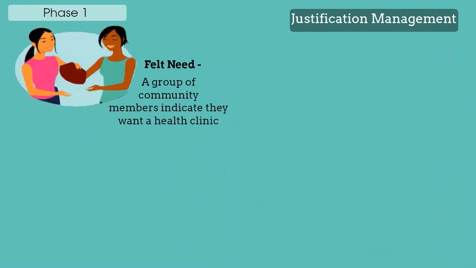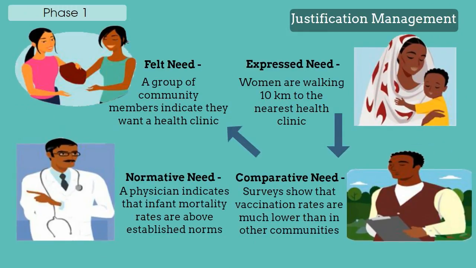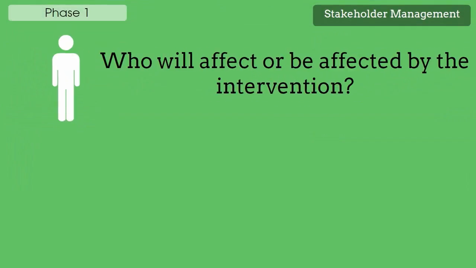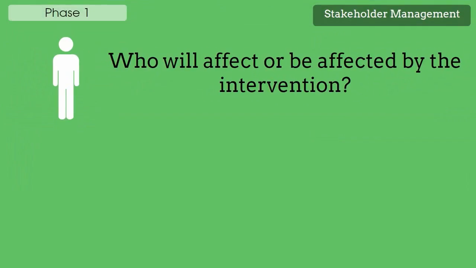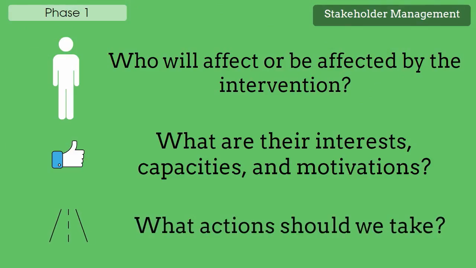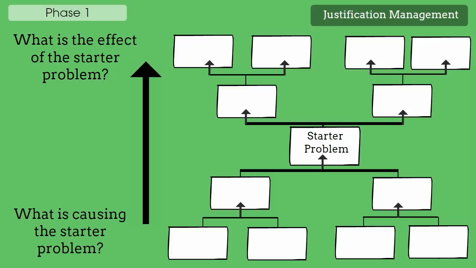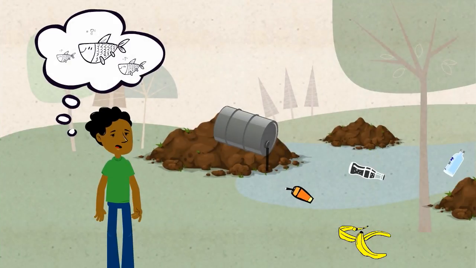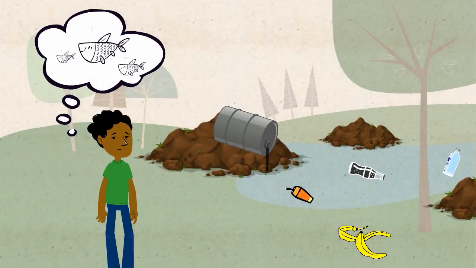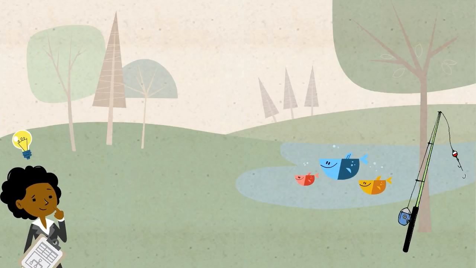Have we considered enough perspectives? Can we triangulate the data? Who will affect or be affected by the intervention? What are their interests, capacities, and motivations? What actions should we take? What is causing the starter problem? What is the effect of the starter problem? This analysis will help you to understand the desired future state and better determine feasible project interventions.